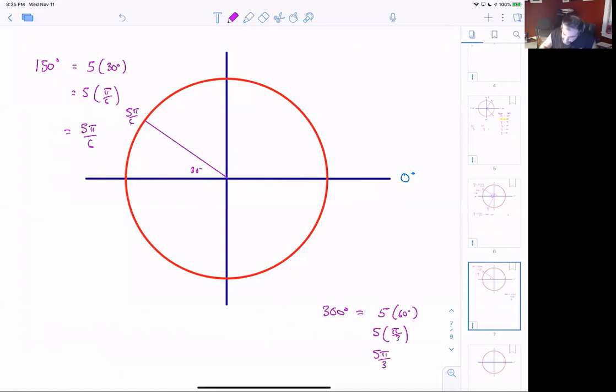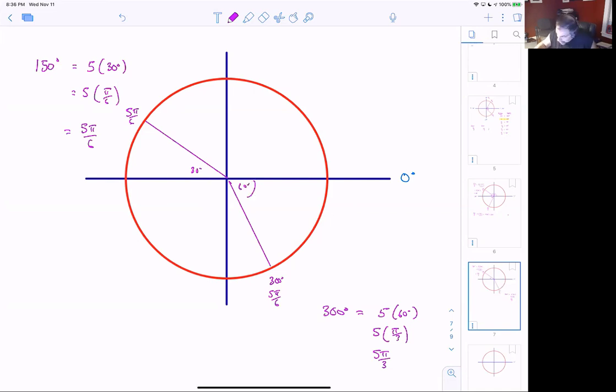Again, 300 degrees going counterclockwise is going to put me somewhere in this quadrant around here. That would be 300 degrees or 5 pi over 3. Both labels are acceptable. The angle with the x-axis in that quadrant is 60 degrees.